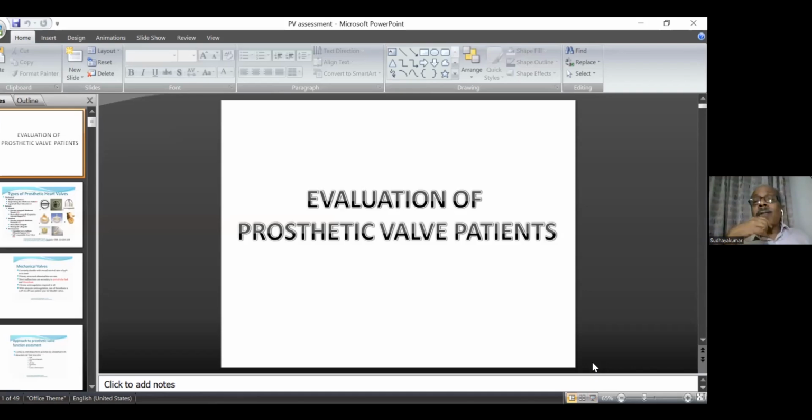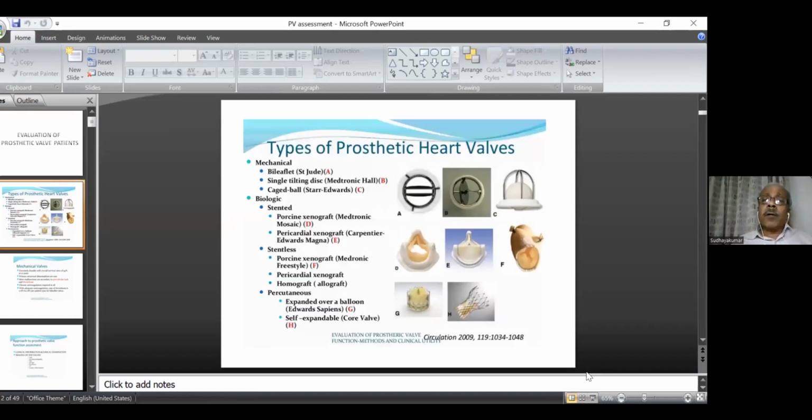Evaluation of prosthetic valve patients. I'll be touching certain points only because I cannot stretch the time too much. So I think all of us can contribute. Now, this is a simple thing which all of you should know.